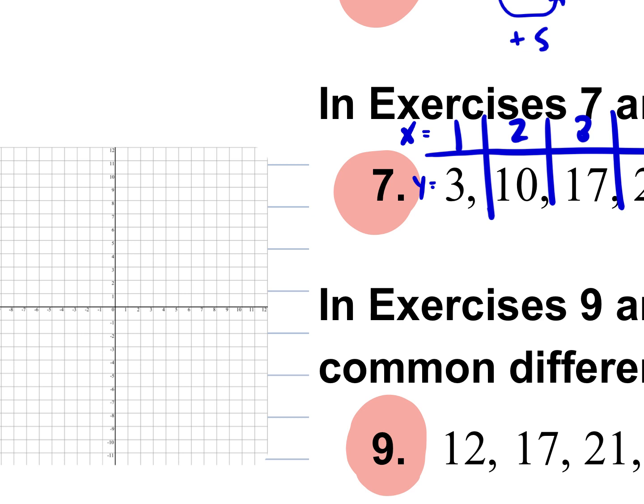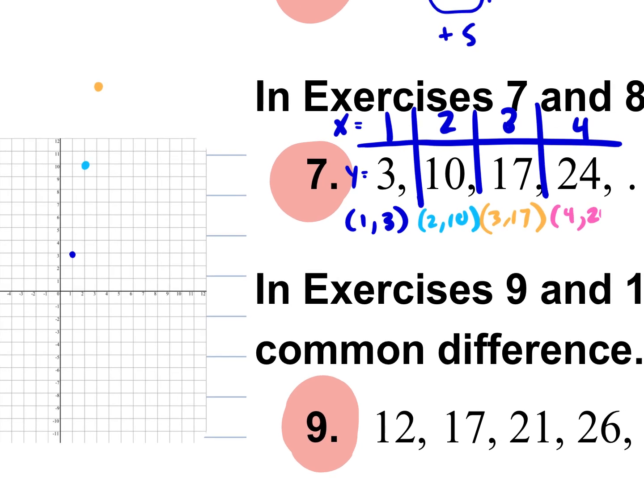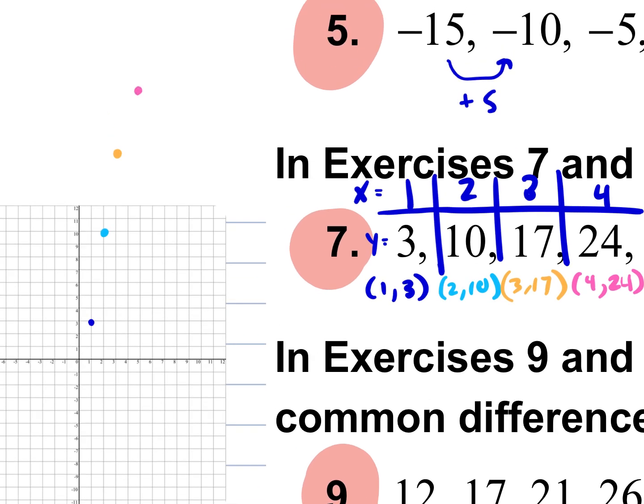So I would go to the right 1 and up 3. This point would be 1, 3. The next point would be 2, 10, so I'd go to the right 2, up 10. Then I have 3, 17, so right 3 and up 17, which would be off of our graph. And then what would my fourth point be? 4, 24, which would be right 4 and up 24. So way, way off our graph.